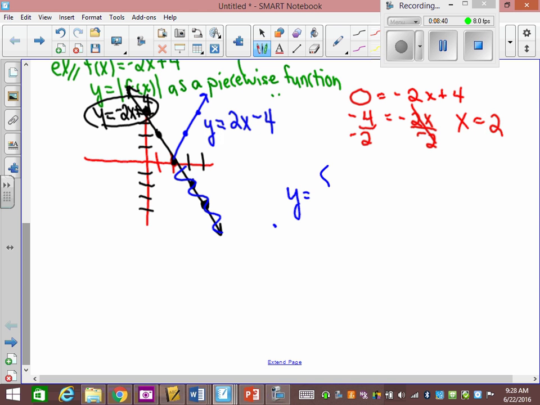Y equals, on the left one, it's going to be negative 2x plus 4 when x is less than or equal to 2, and then positive 2x minus 4 when x is greater than 2. Does it matter if this one has the equal sign or this one has the equal sign? No, just pick one of them to have it.